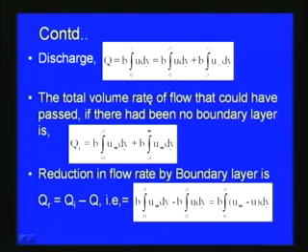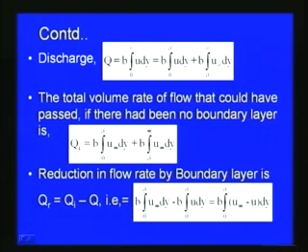Now consider the total volume rate of flow that could have passed if there had been no boundary layer. The first expression is for when there is a boundary layer, with respect to this velocity variation. Due to the presence of the solid and the no-slip condition, the velocity is reduced, and that velocity variation in the boundary layer is expressed as u. If there had been no boundary layer, then the same discharge we can write as b into integral 0 to delta u infinity dy plus b into integral delta to infinity u infinity dy.